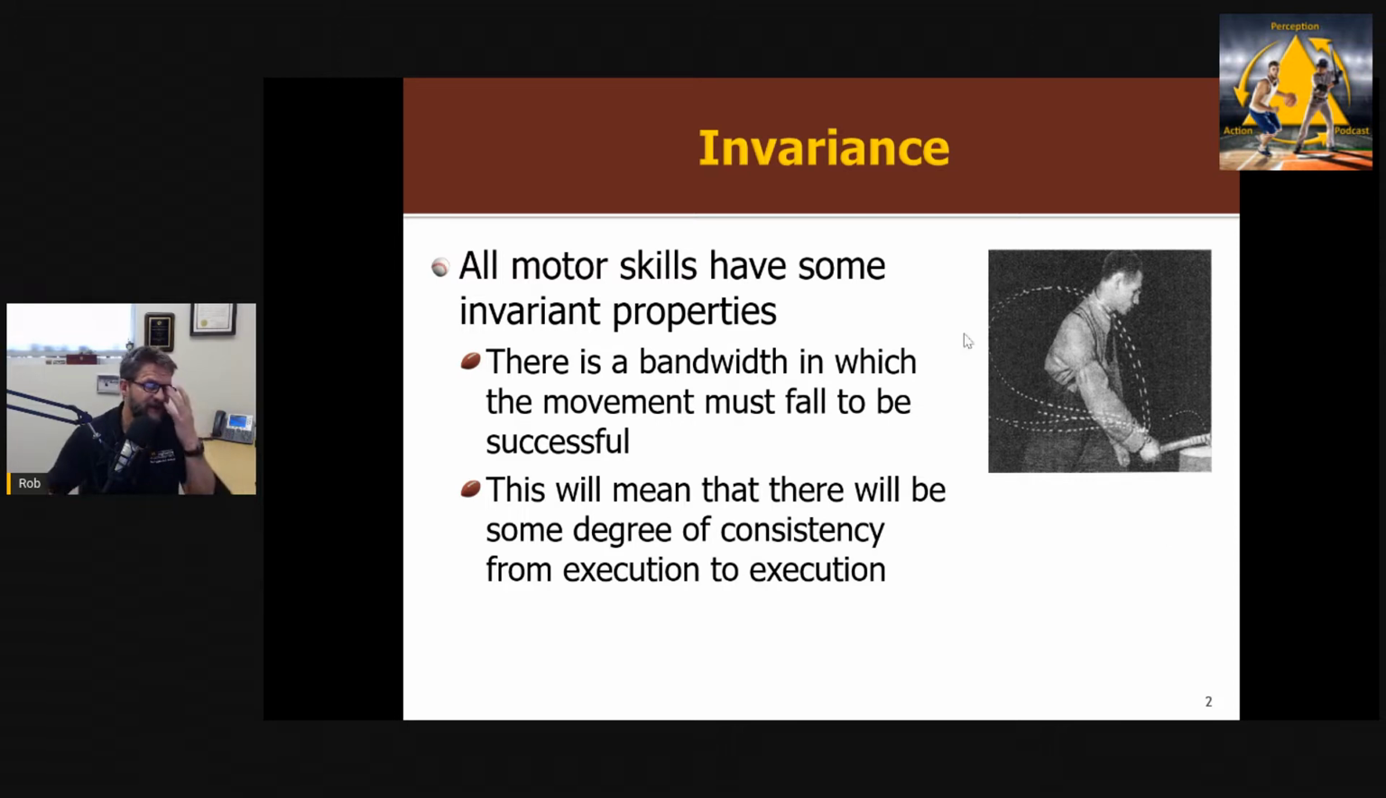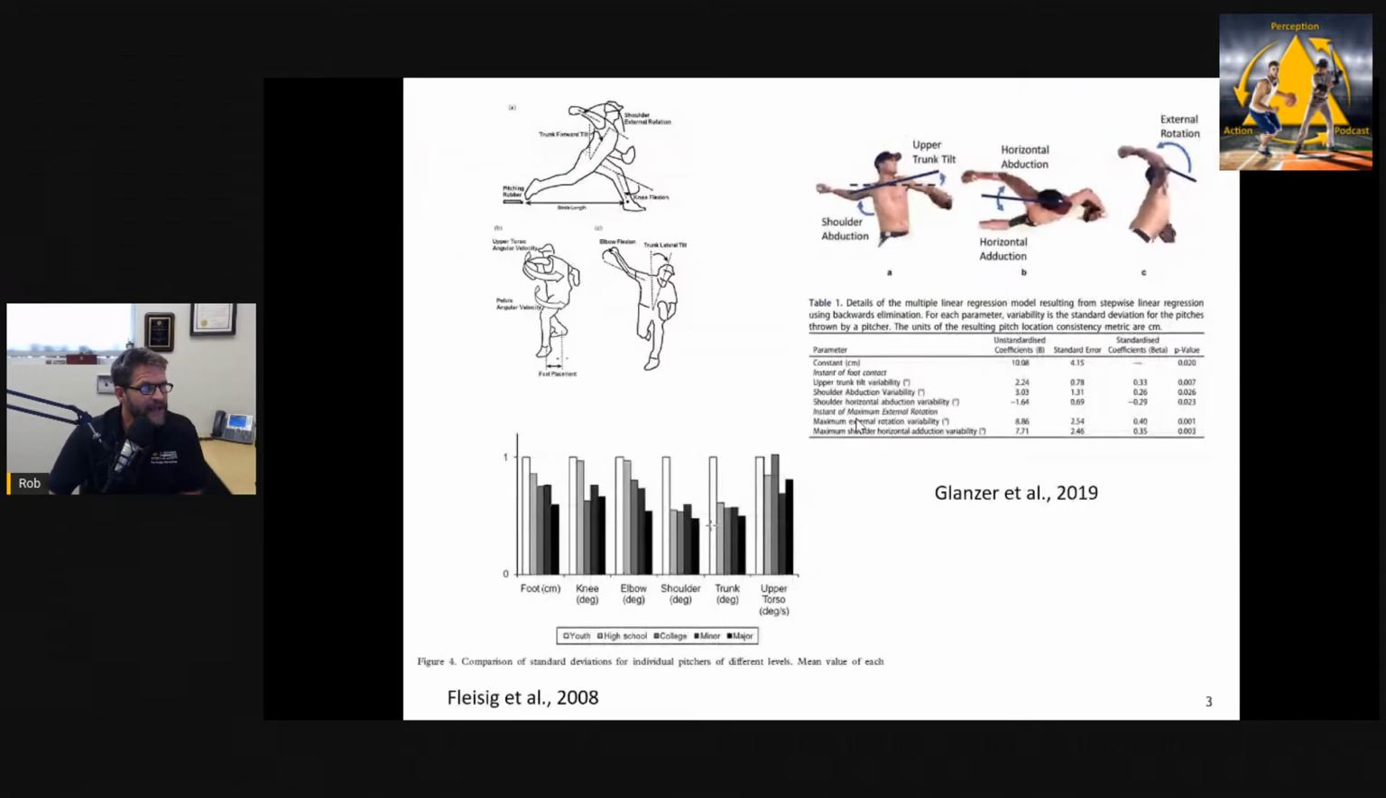So there's going to be some level of consistency, right? And we see that in a lot of different ways. In baseball pitching, we can see that if we look at the standard deviation of different kinematic measures like elbow angles, elbow velocities, they get lower at higher levels when you're talking about major league pitchers. If we look at how different kinematic features relate to the consistency of locating a pitch, we see a relationship there, right? The more consistent certain kinematic features are, the more consistently you locate pitches, right? So invariance, having some level of consistency, is incredibly important, right?